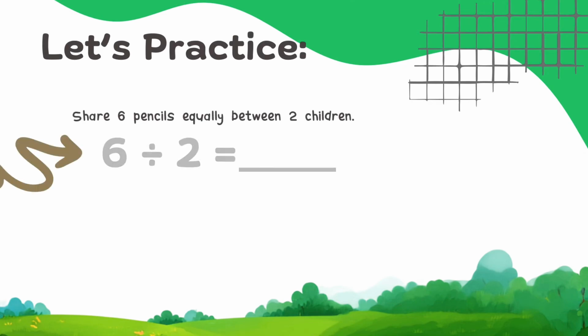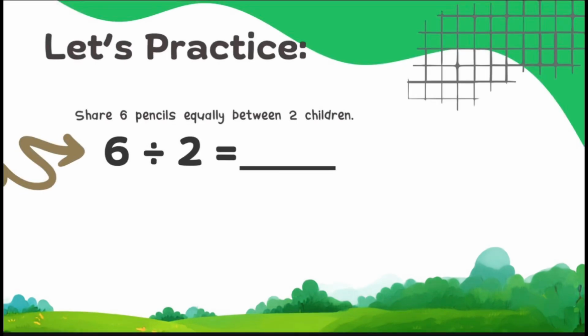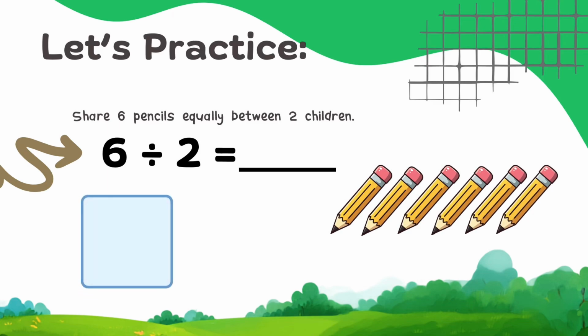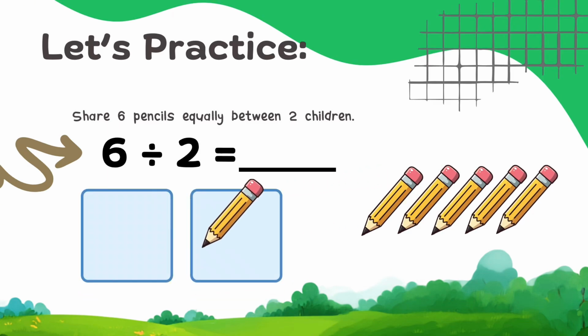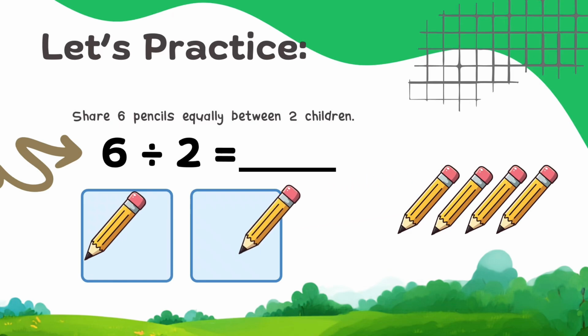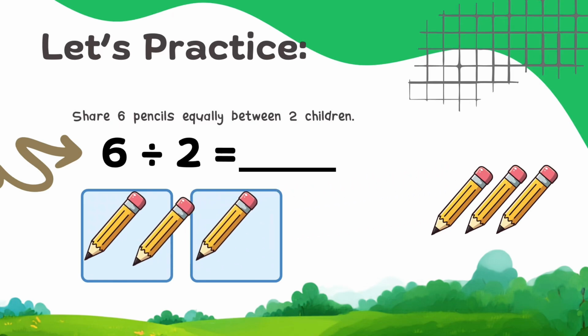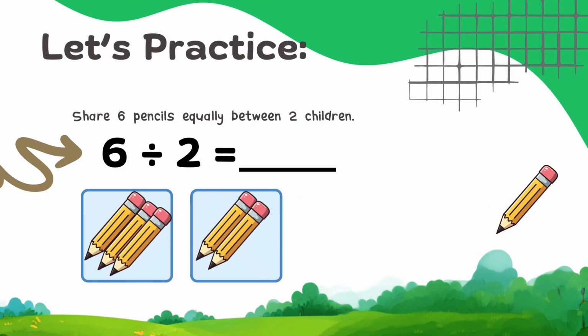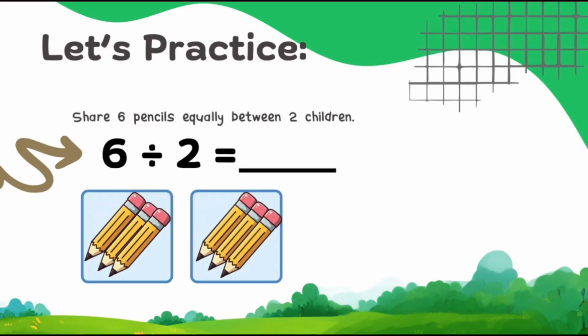Share 6 pencils equally between 2 children. In a division sentence, we write it 6 divided by 2 equals. Count the pencils and share them equally. Each box got 3 pencils. So the answer of 6 divided by 2 equals 3.